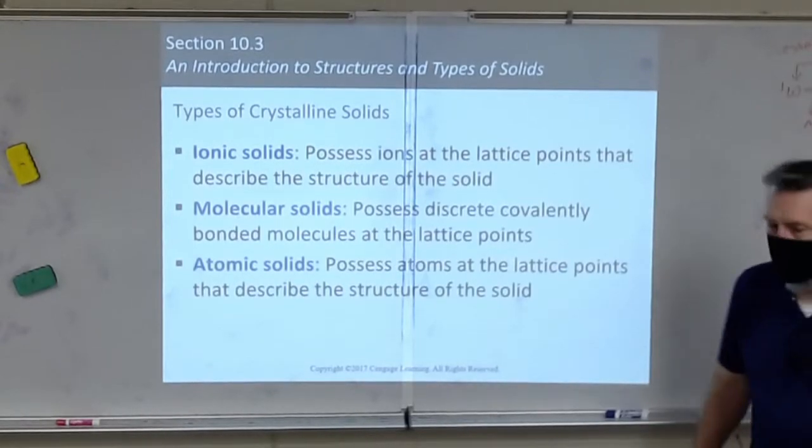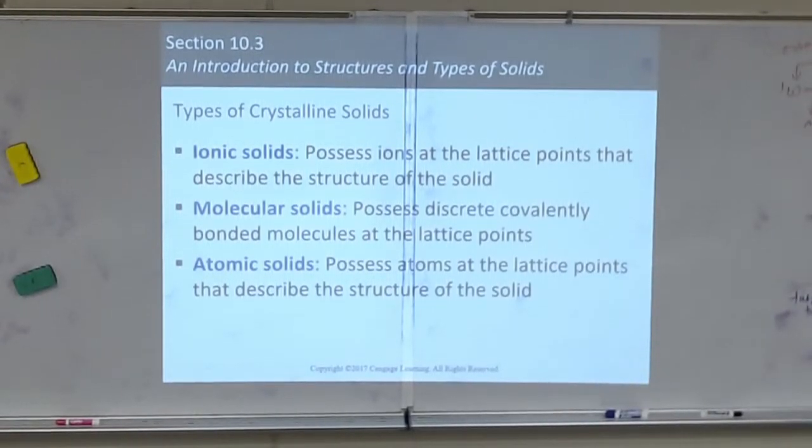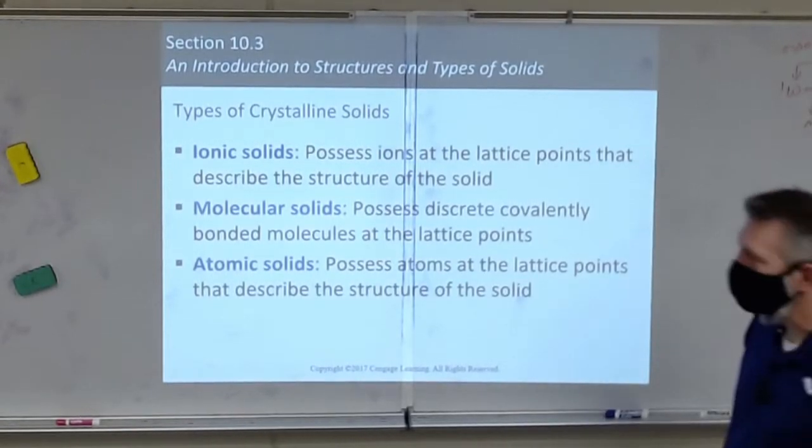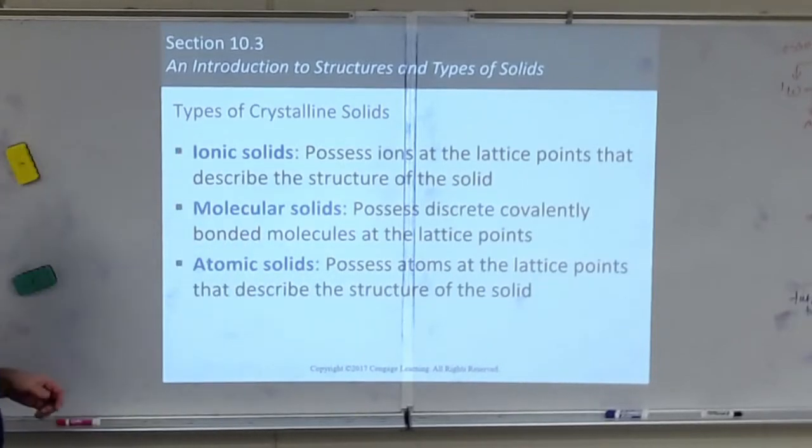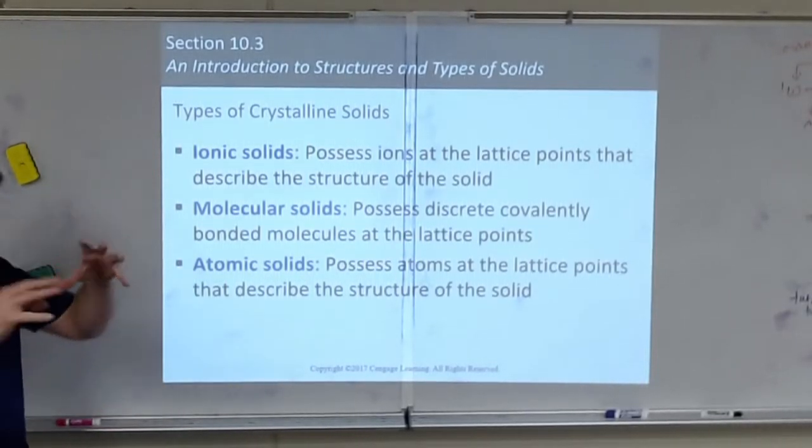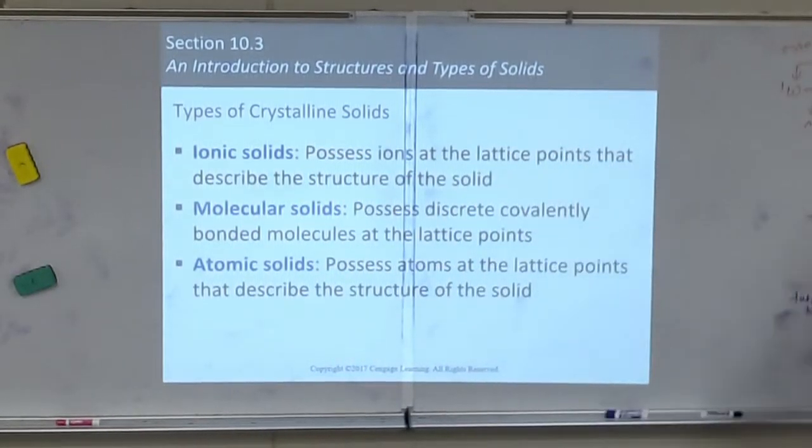All right, let's talk about some crystalline solids. This is more stuff you do actually need to keep track of. We've got ionic solids, molecular solids, and atomic solids. Ionic solids have ions at the lattice points. Molecular solids have discrete covalently bonded molecules at the lattice point. So the whole molecule is at the lattice point. And then atomic solids have individual atoms, like your aluminum and your gold and uranium. Those are individual atoms at the points. So those are our different solids: ionic, molecular, and atomic.